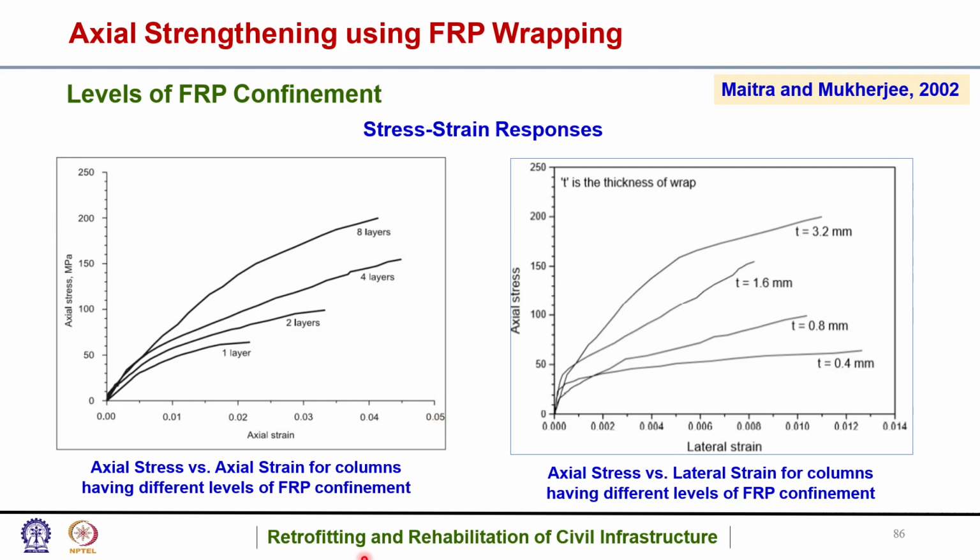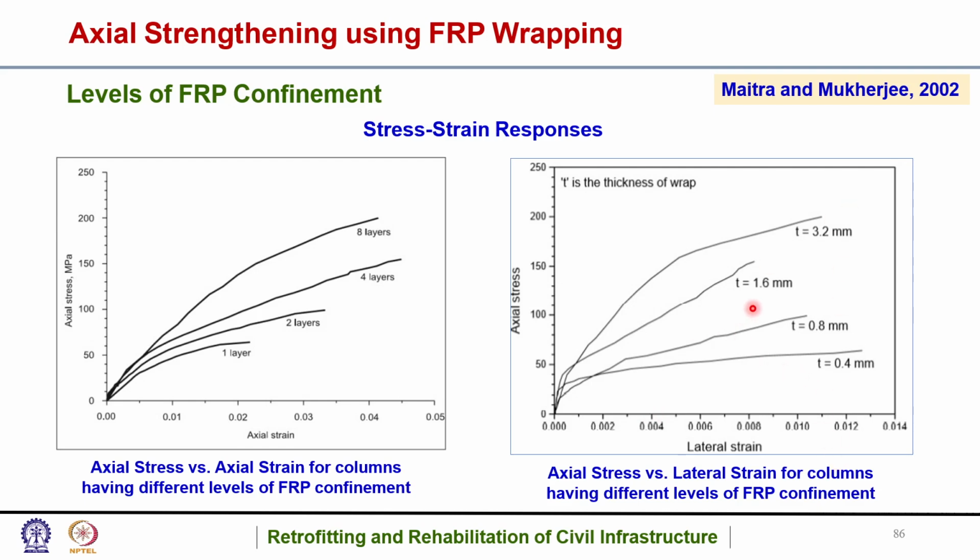These were the stress strain responses. The more the number of layers used, the higher the axial stress carrying capacity and also the axial strain carrying capacity. This is axial stress versus axial strain for columns having different levels of FRP confinement. And here it shows the axial stress versus lateral strain for columns having different levels of FRP confinement. Here also the thickness was up till 3.2 mm. It has a proportional positive impact: with increase in thickness, it has a positive impact.